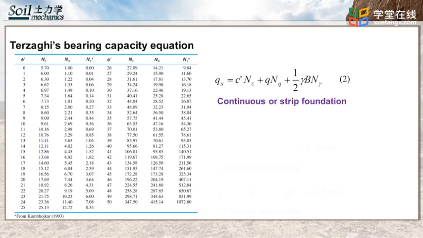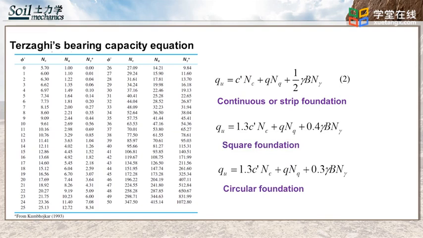You should keep in mind that equation 2 is only suitable for strip footing. If it is not the strip footing, you need to take into account the shape factor. For square and circular footing, Terzaghi also provides bearing capacity equations, as shown in the slides.